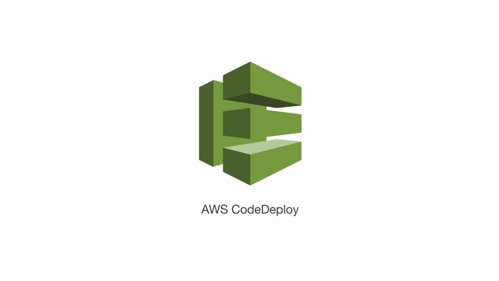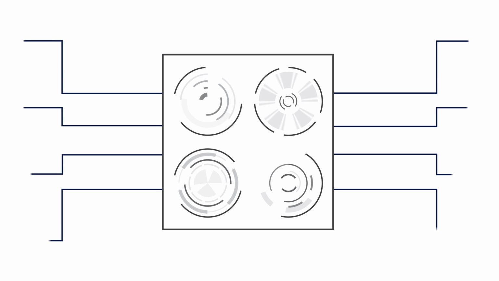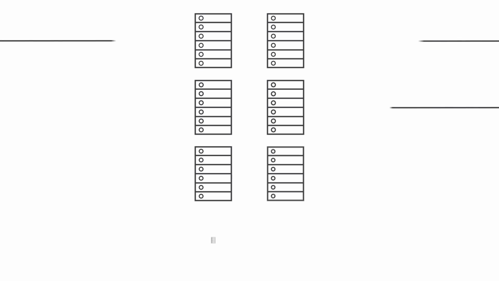Wouldn't it be nice if you could automate the deployment of your application into production so you can rapidly release new features? Introducing AWS CodeDeploy, a service that coordinates your application deployments and updates across a fleet of Amazon EC2 instances of any size. AWS CodeDeploy fully automates your application deployments, getting rid of the need to do things manually.